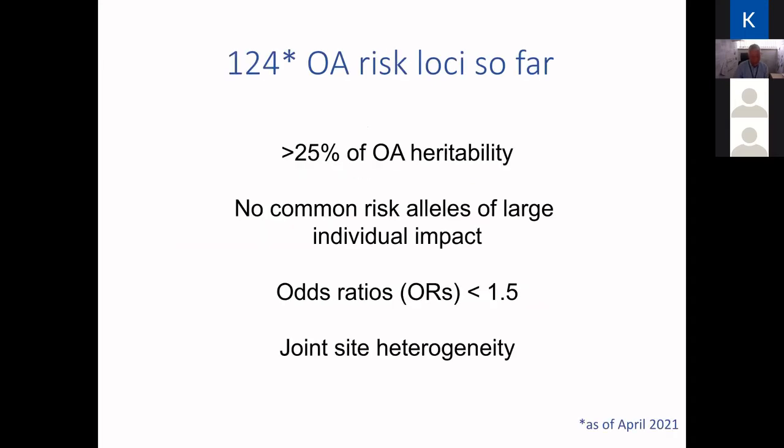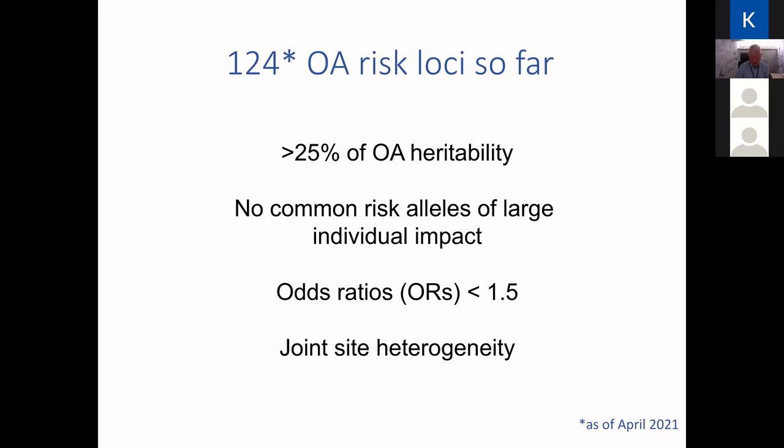And the current state that we're at is that there's about 124 OA risk loci have so far been reported in the literature. When you take these together, they account for about 25% of OA heritability. There are no common risk alleles of large individual impact. So we don't find effects as we do in, for example, rheumatoid arthritis or ankylosing spondylitis at the HLA, where you can have a particular locus that has a large individual impact. Instead, most of the odds ratios for osteoarthritis signals are quite small, so OR is less than 1.5.